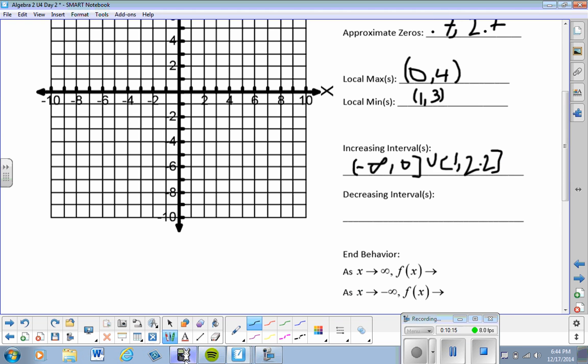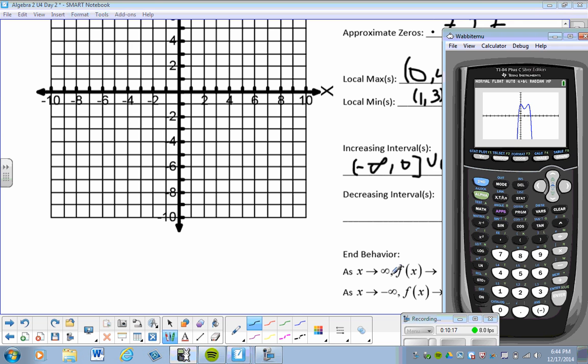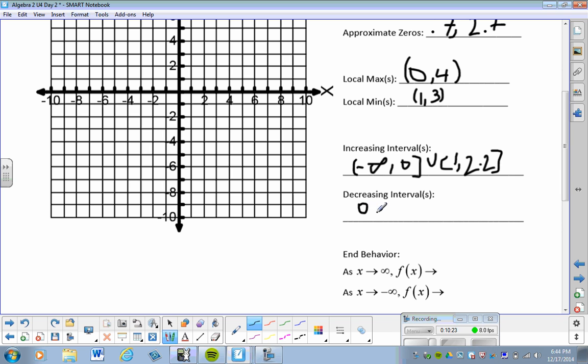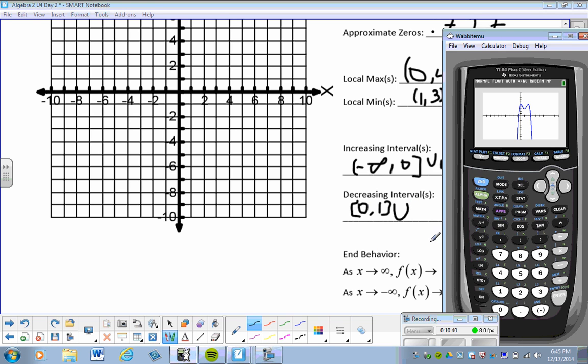Alright, so it's decreasing from 0 to 1. Both inclusive. And it's also decreasing from 2.2 to positive infinity.